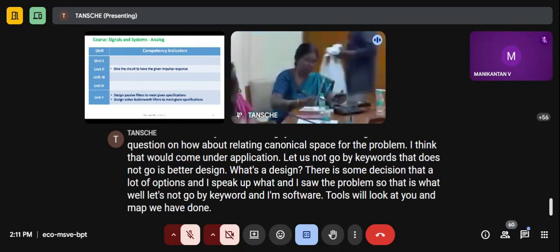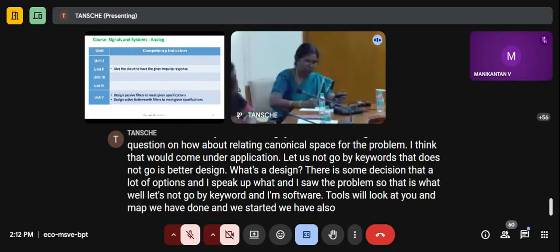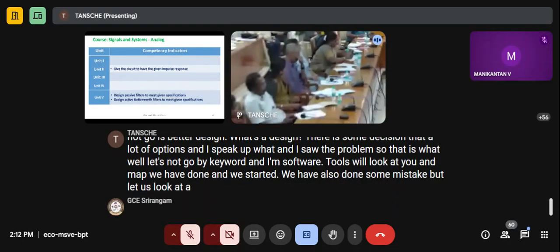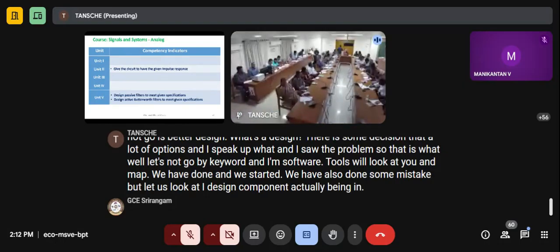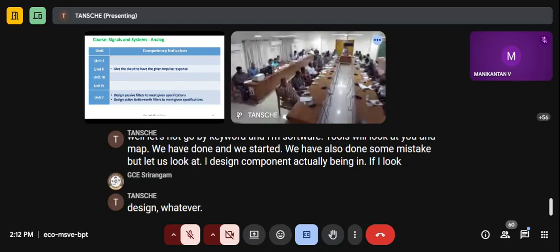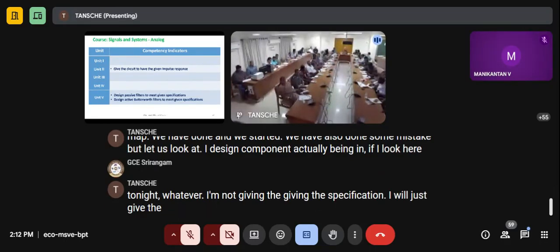We have also made some mistakes when we started. But let us look at the broader picture. Is there a design component actually in it? If I look here, design a Butterworth filter, I'm not giving the specification. I will just give the frequency response and they will make it.